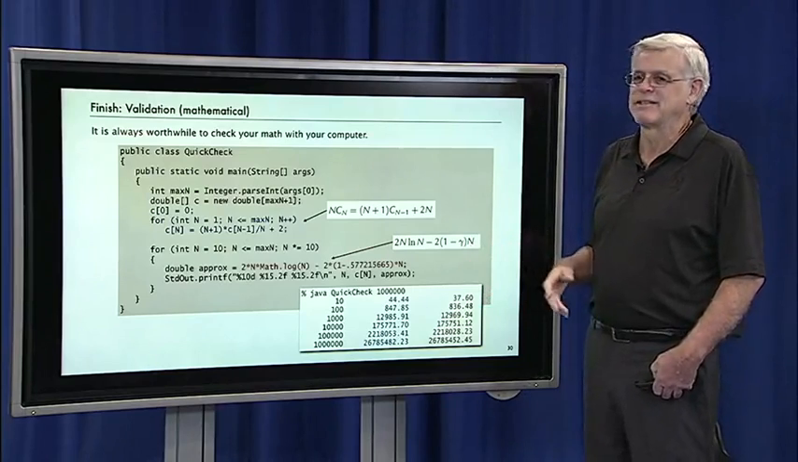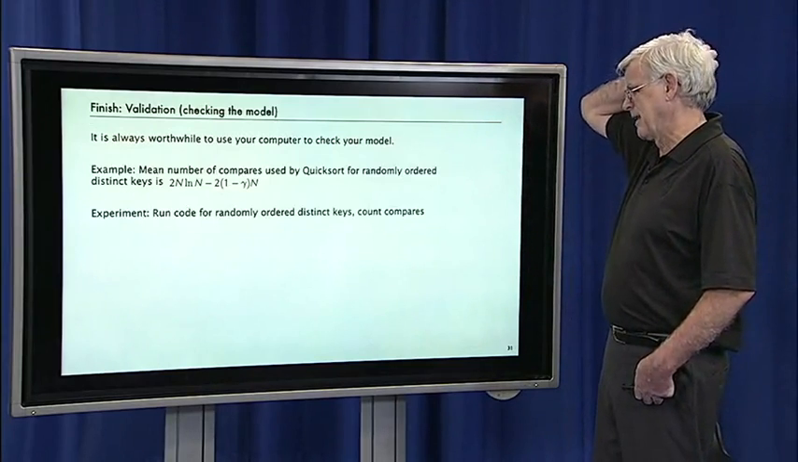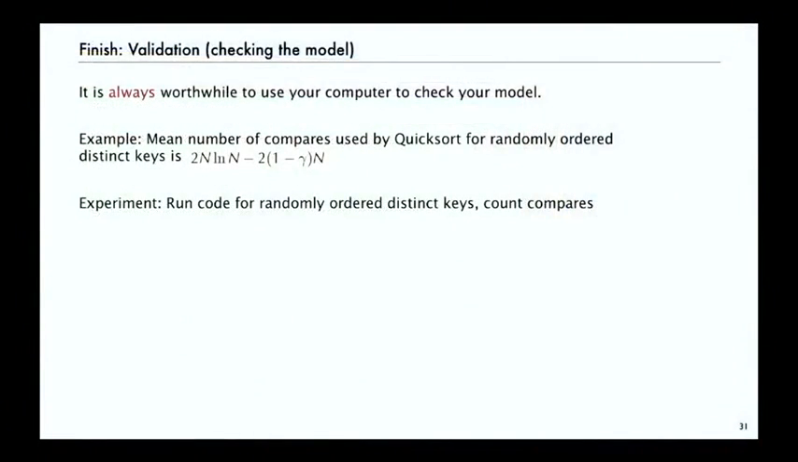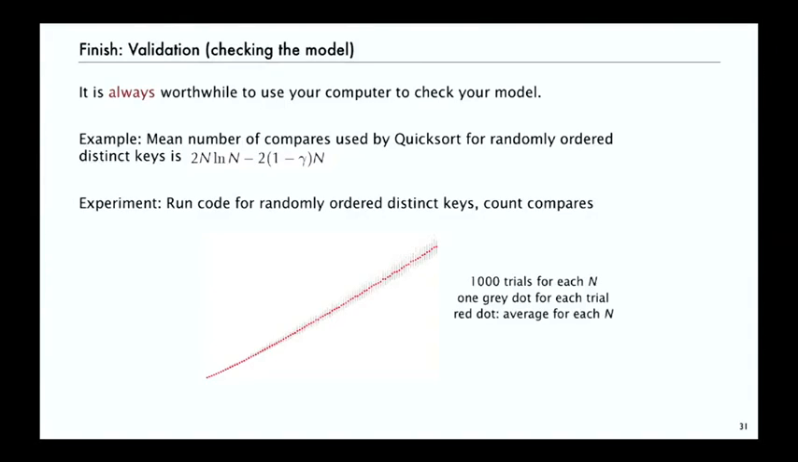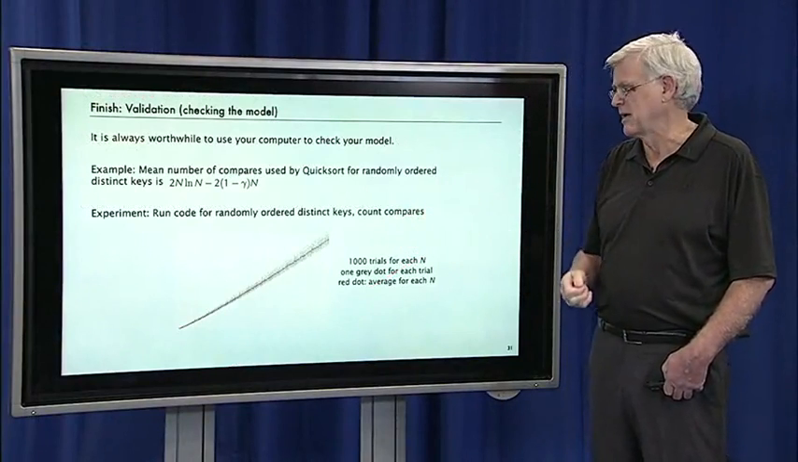So we've checked the math, but there's one other thing that we have to check, and that's to check the model. We thought that if it's randomly ordered distinct keys, that should be the running time. So what we'll do is we'll run the code. This is 1,000 trials for each value of n for n from 1 to, I think, 1,000. There's a gray dot for each trial in this plot. You can hardly see the gray dots, with a red dot right in the middle, which is the average for each n. So that's what the experiment gives us, actual results, which is the number of compares.